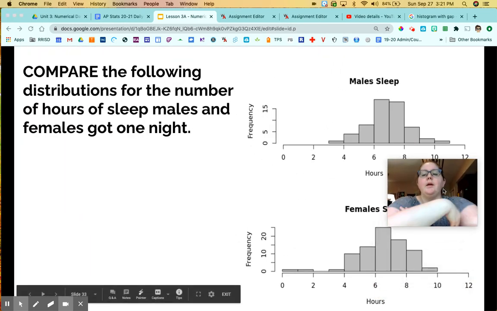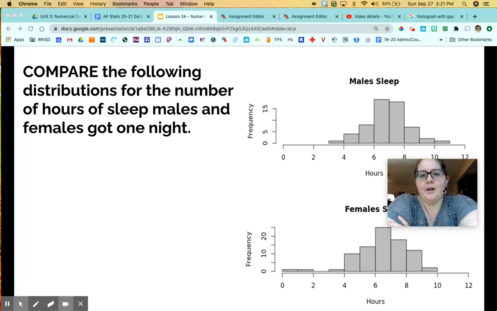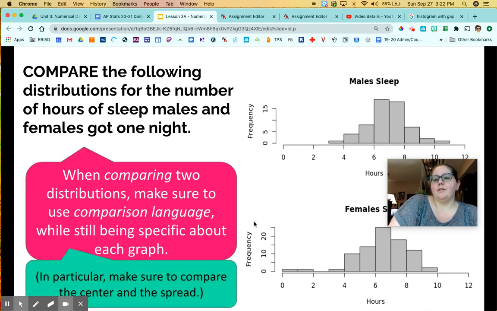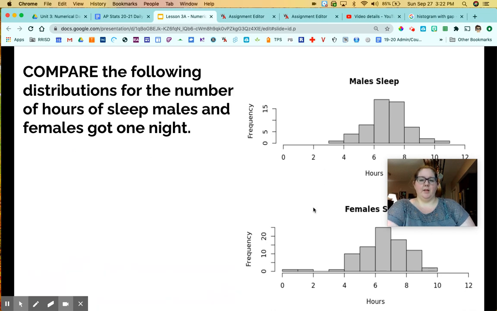If you are asked to compare two graphs or two sets of data, same thing, center, shape, spread, unusual features for both graphs, but comparing doesn't just mean listing facts about both things. Comparing means telling me how they relate to each other. So most specifically, we want to make sure we compare center and spread. So tell me which center is higher or lower than the other. Tell me which spread is wider or narrower, or which range is bigger or smaller. So using those comparison words is really important.